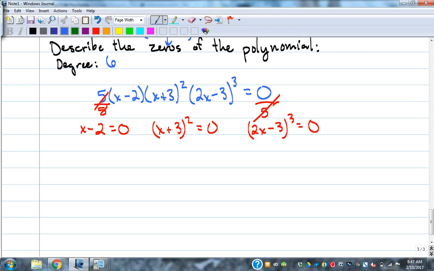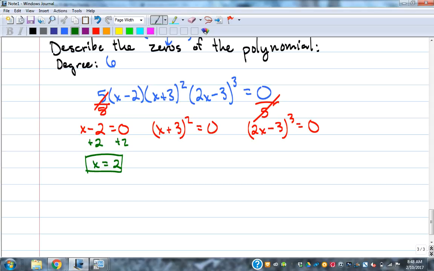All right. I'm going to solve this first one. Plus 2. x is equal to 2. So that means we've got a zero at x equals 2. That means the graph does what at x equals 2? It touches the x-axis, or in this case, it goes through the x-axis at 2.